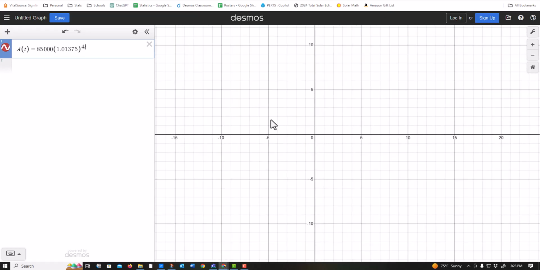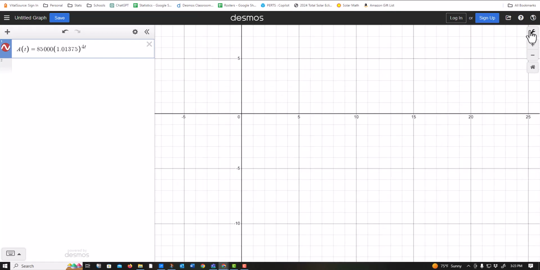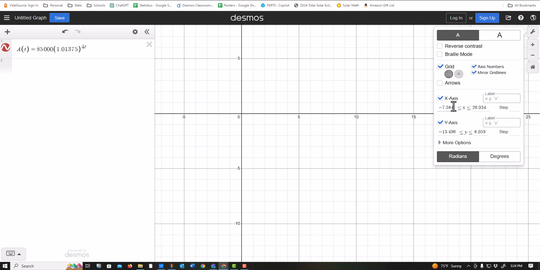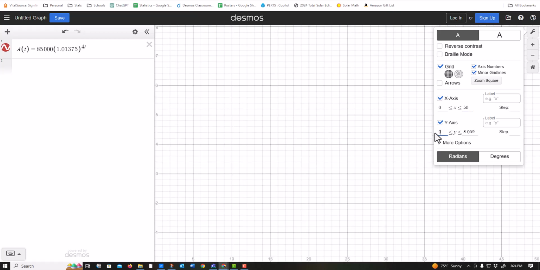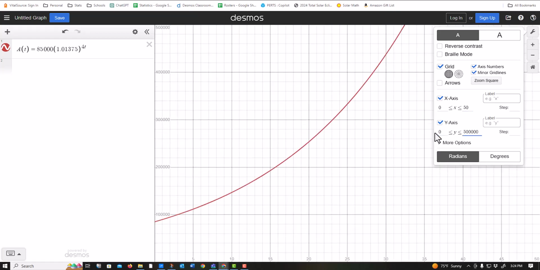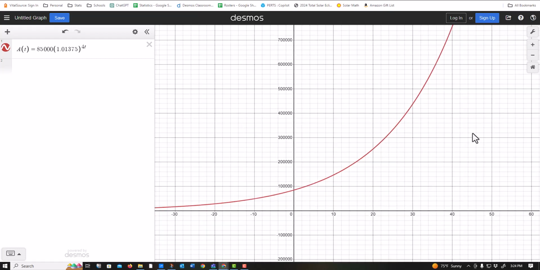And you might say, but I don't see anything, and I'm scrolling my mouse. You probably are going to have to change your window. I'm going to try something like 0 and 50 and 0 and 500 until I see it, right? And there it is. And now I can kind of scroll out. I see my exponential function and everything looks good.